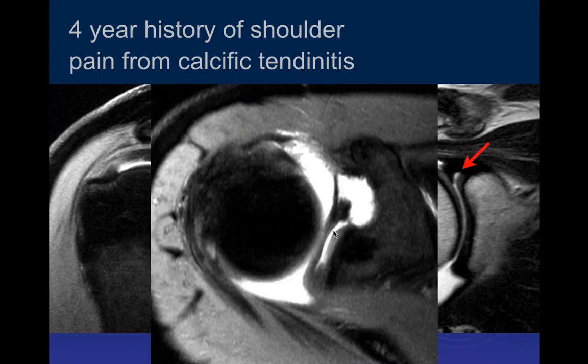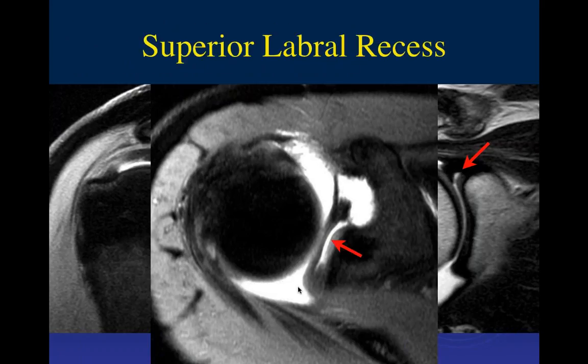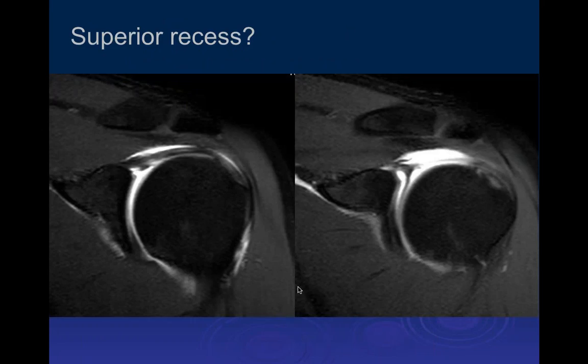And on the axial images, we can see it nicely here. And again, if it's a tear, you'll see irregularity of the margins and fluid going into the actual labrum itself. So that's another superior recess. Okay, so Jeff, what do you think of this case?